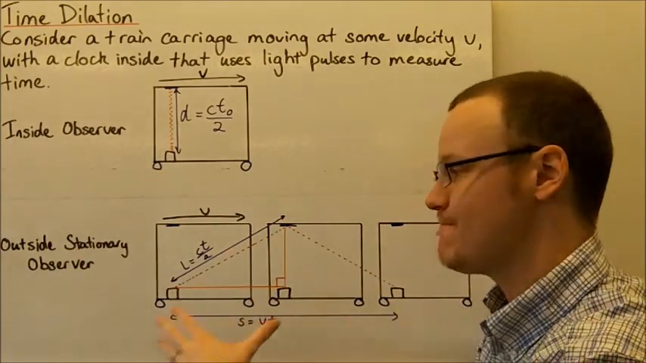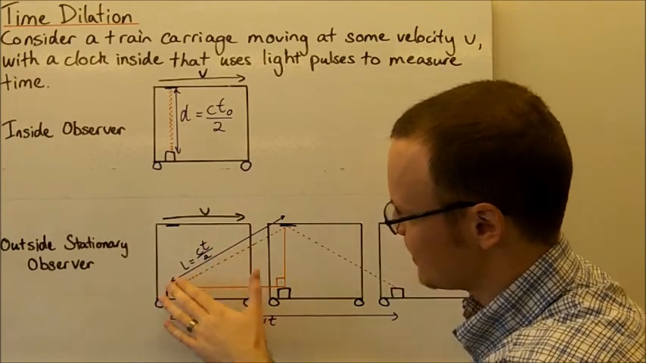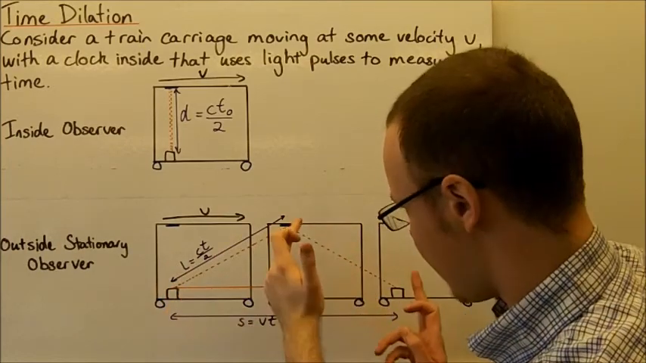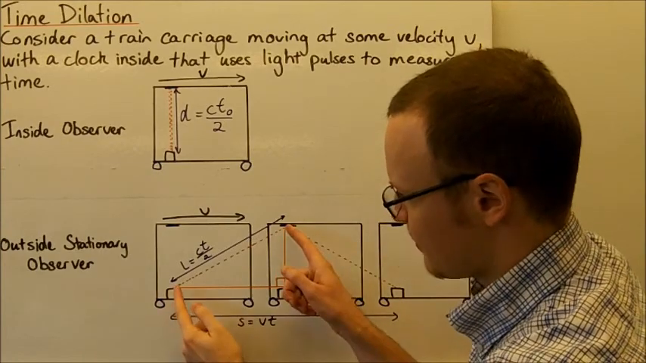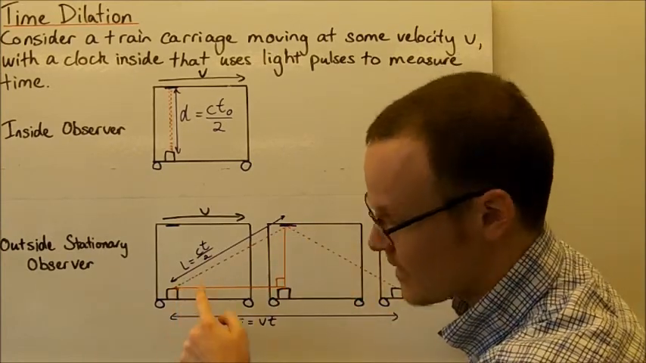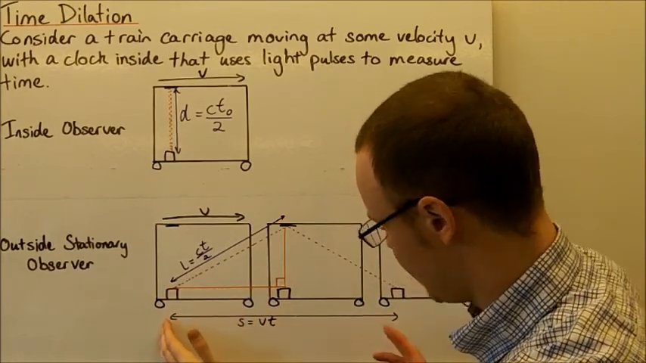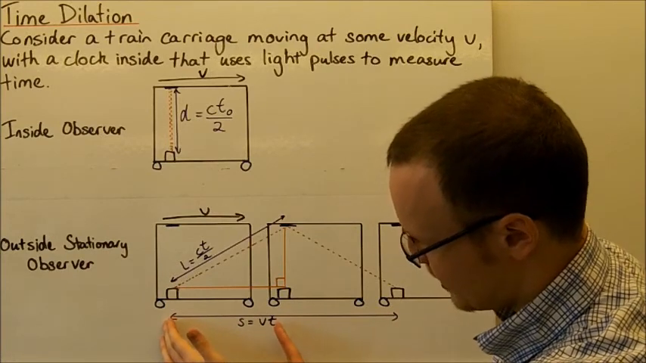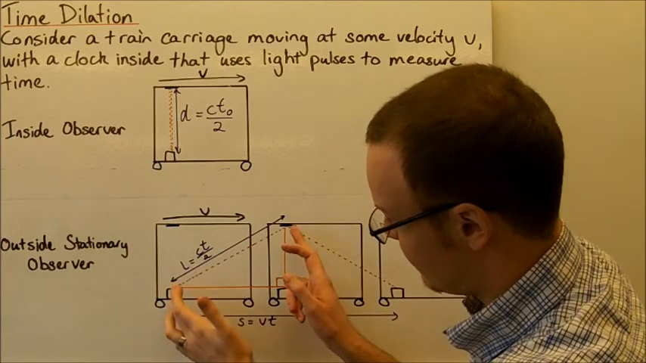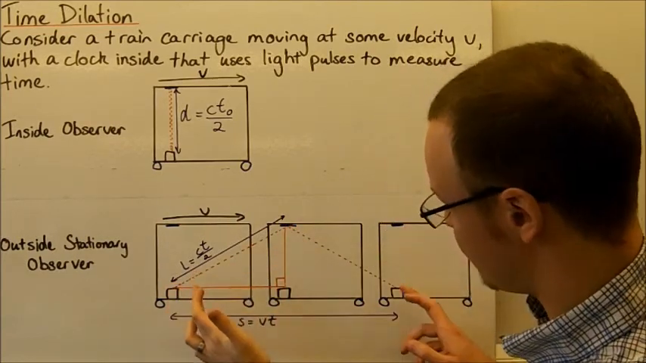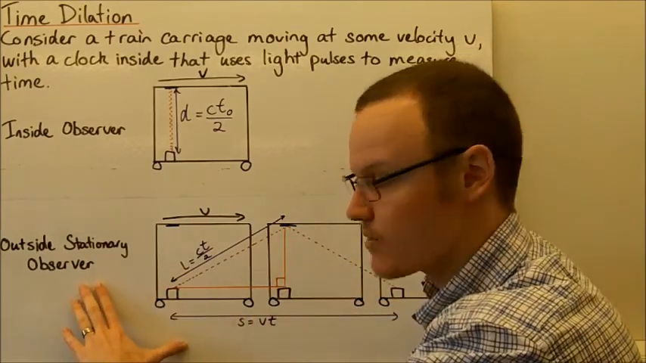So we can see mathematically that this ct over 2 is going to be this length here because it's half of the total distance that the light covers. It goes up this amount here and then back. And you can see that we actually have a right angle triangle that's made by half of the distance that the carriage has moved. And one side length is half of the distance that the light has travelled according to this stationary observer.